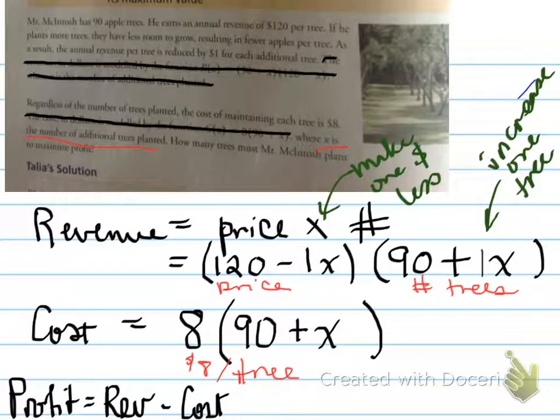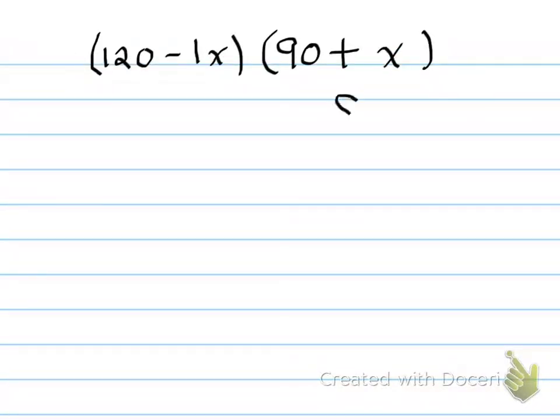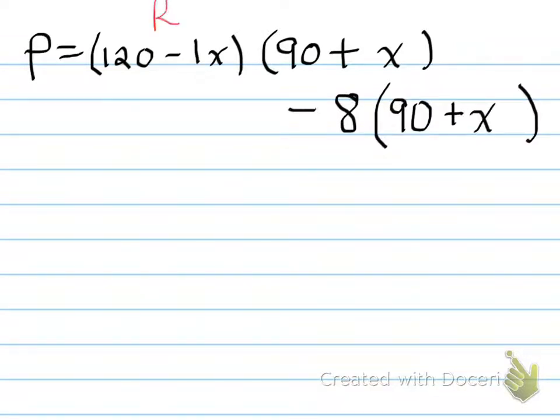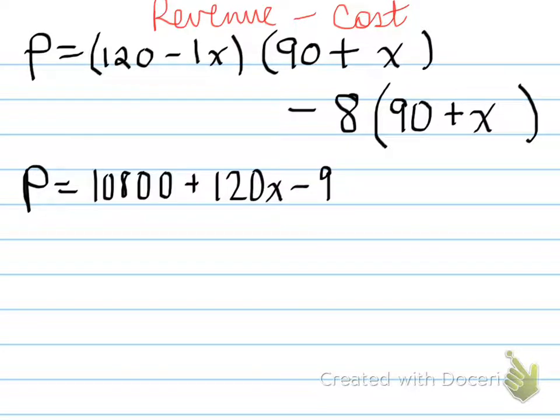So let's look at the equation. We will have an equation as follows. Profit is equal to revenue minus cost. This is your revenue, and then we're going to subtract your cost, and that will equal your profit. So how are we going to solve this? Well, we need to expand this all out. So we expand it out, and we get 10,800 plus 120x minus 90x minus x squared minus 720 minus 8x.